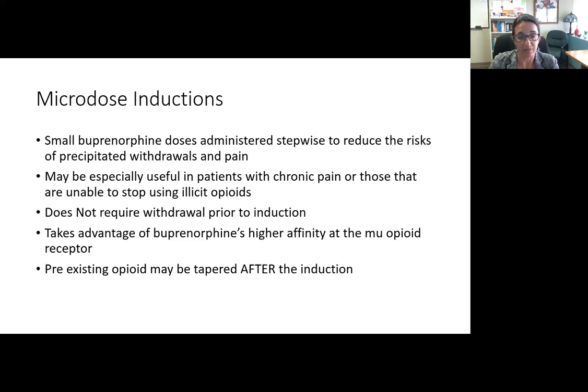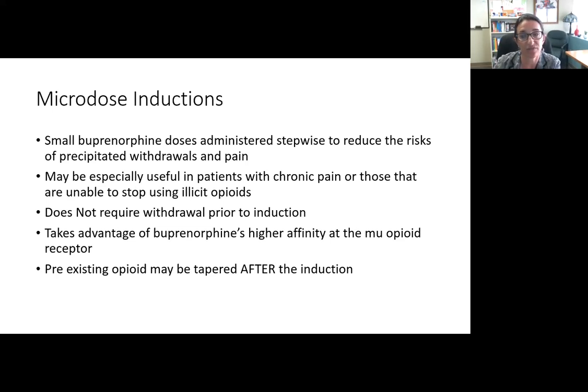Again, it could be particularly helpful for patients who have chronic pain or for those who just aren't able to stop using other opioids and can't really get into enough withdrawal, because it doesn't require withdrawal prior to starting. So unlike the ones that I just described, it does work because of that high affinity that buprenorphine has at the mu opioid receptor.